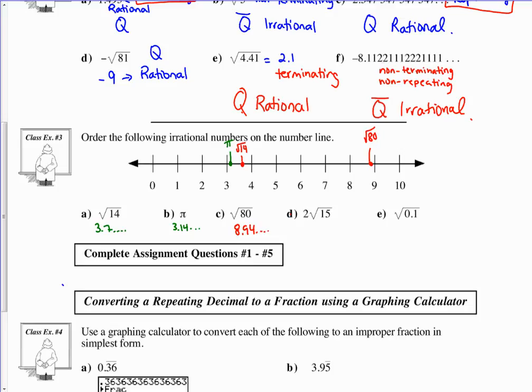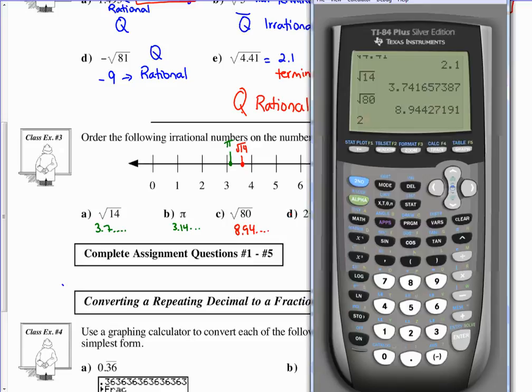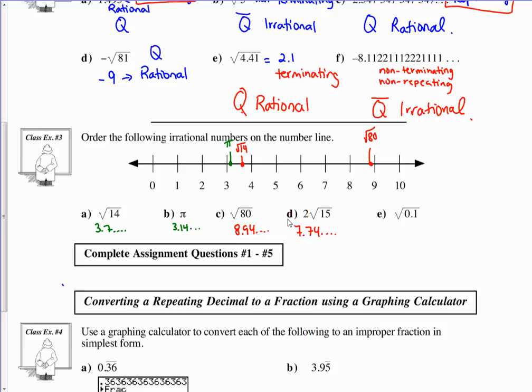And 2 root 15. If you want to type in 2 root 15, you write the 2 first, then the square root, and then the 15. So that's 2 times root 15. That's 7.74, dot, dot, dot. So approximately right there. And last, the square root of 0.3 is 0.5-something, dot, dot, dot. So that's going to be small, really close to 0.